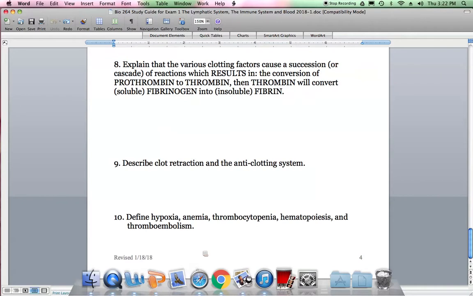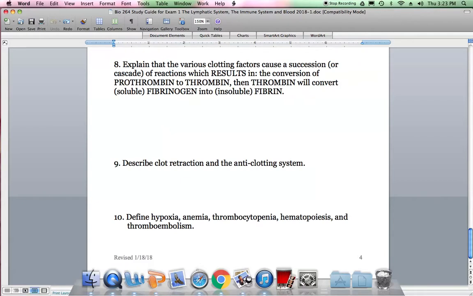And number 10 is asking you to define these terms. Hypoxia, this is low blood oxygen. Anemia, which is a lack of red blood cells. There are not enough red blood cells in order to carry the oxygen in the blood. Thrombocytopenia, this is low platelet count. Thrombocytes are also known as platelets.